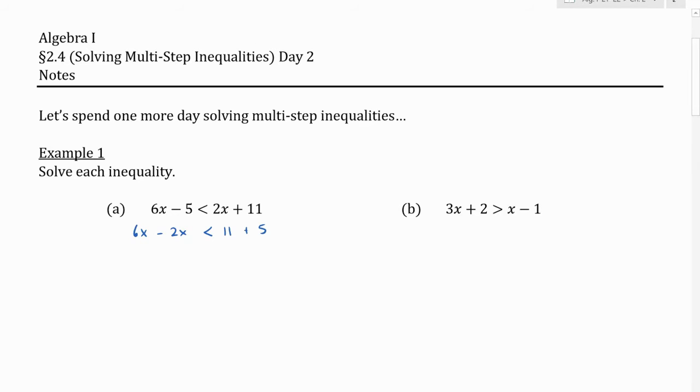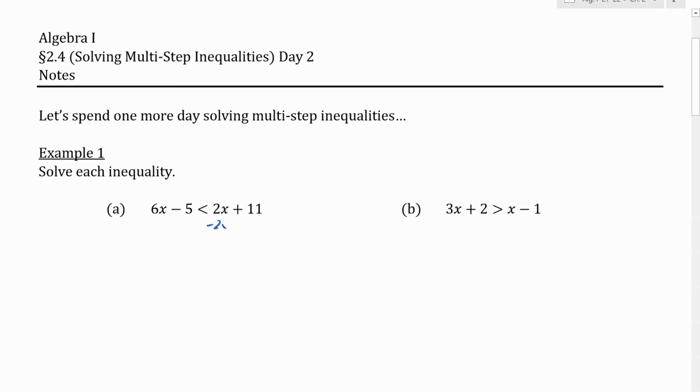So I'm just going to pick up, remember, it's like here's the sides of the equal. Well, it's not equal, of the inequality. 6x already on the left. I'm going to move the 2x over there with it. Because how do you get rid of that positive 2x on the right? You subtract 2x from both sides. 11 already over here on the right. Just leave it. I'm going to move that negative 5 to this side. So I'm going to add 5. Because how do you get rid of subtracting 5? You add 5.